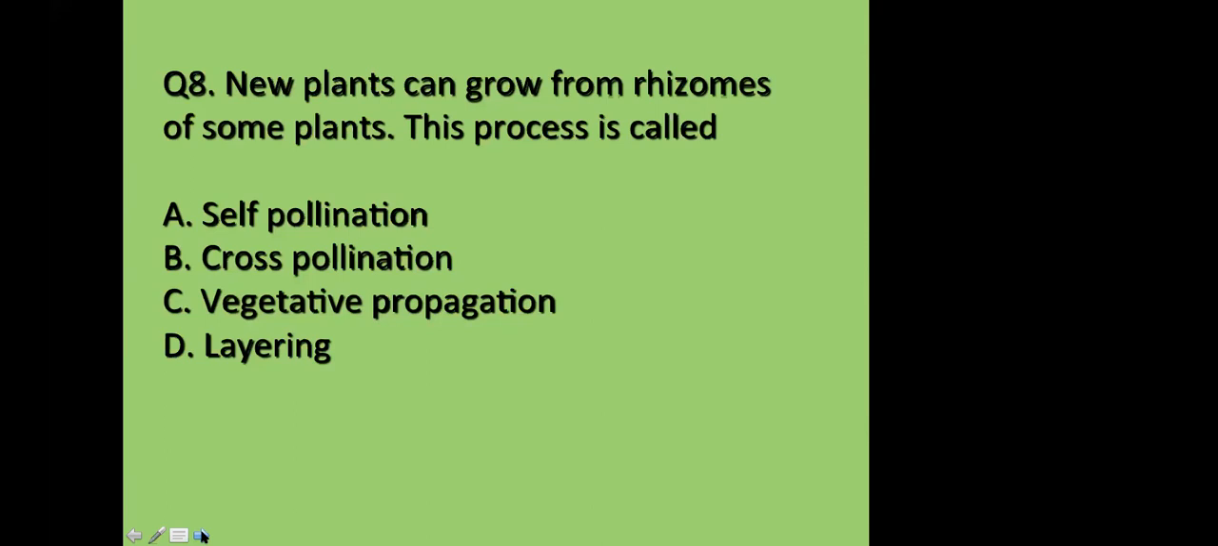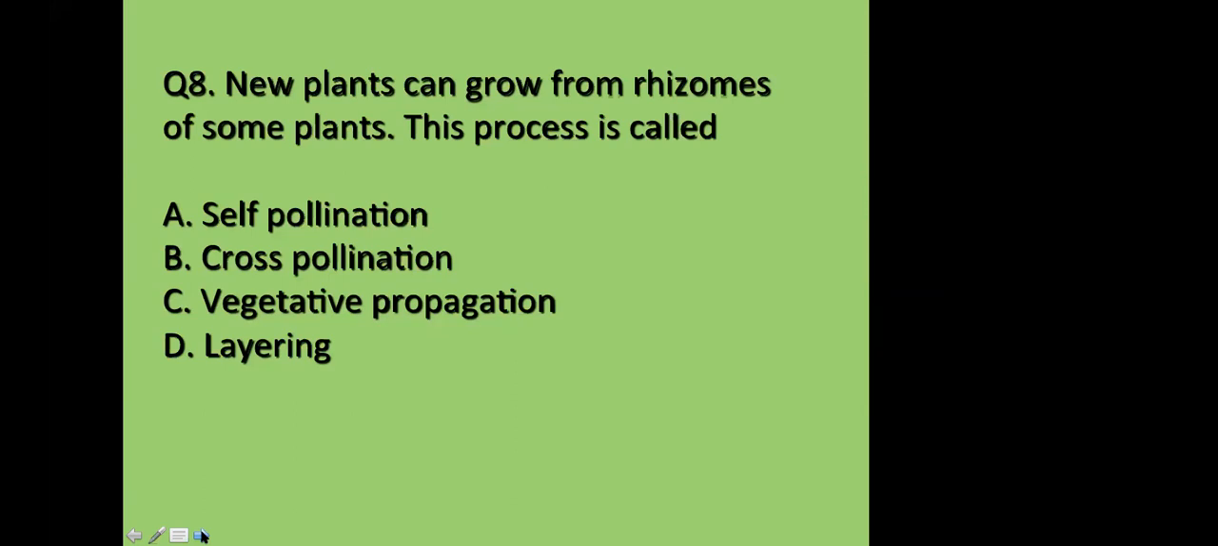Now the option D here, layering, is also a type of vegetative propagation, but it is an artificial type wherein we have to put in effort. We have to take a branch and keep it in the soil. We have to put some weight on that branch so that after a few days it will develop roots and a new plant will arise from it. So this is an artificial technique, but rhizomes are not developed by layering. So the right answer for this question is option C. I hope I'm clear. All of you understood this question?